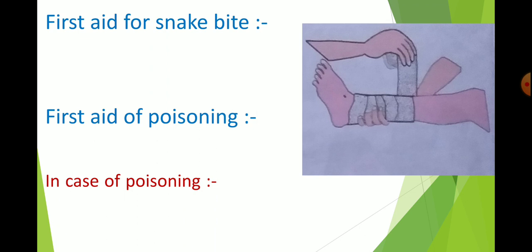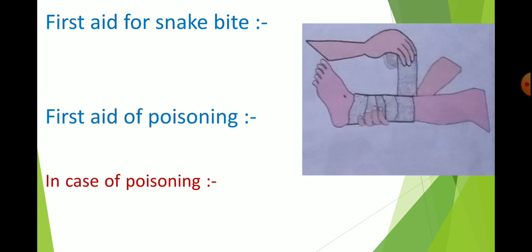Now next is first aid for poisoning. Poisoning means naphthalene balls, pesticides for killing rats and insects, paints, detergents, medicines, kerosene. These are poisonous substances, and these substances should be kept out of the reach of children.